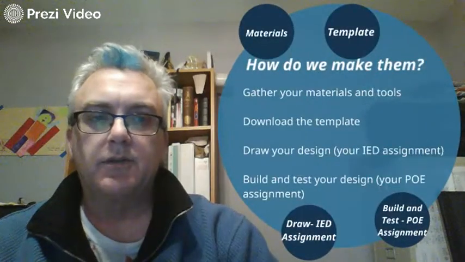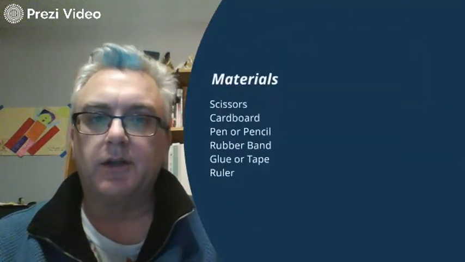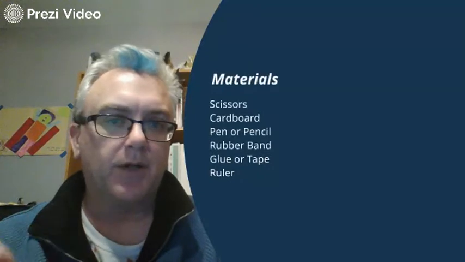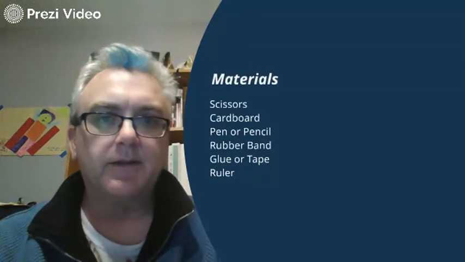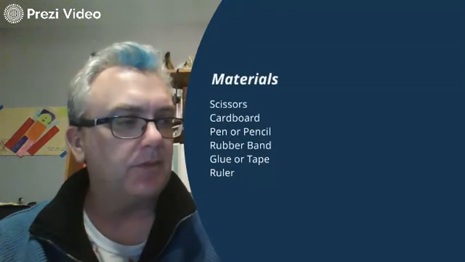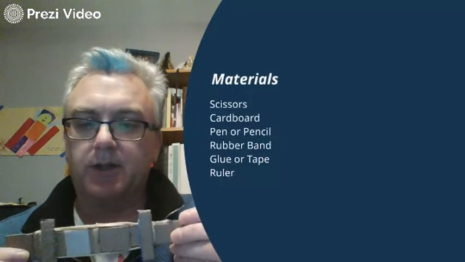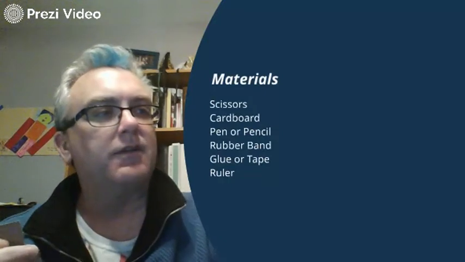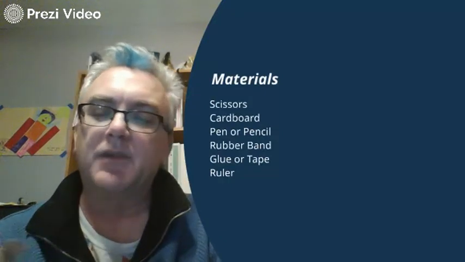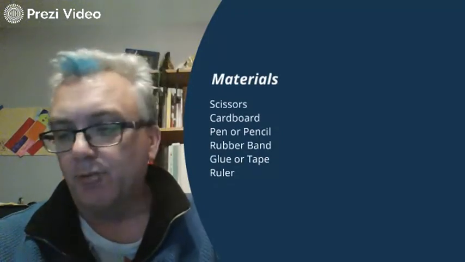All right, let's see what's next. How do we make them? So the materials you're going to need are some scissors, some cardboard, a pen or a pencil, a rubber band, and some glue or some tape. This one's taped together and this one's glued, I think, with some extra tape around it. You can use either one, and a ruler to make sure your lines are straight.